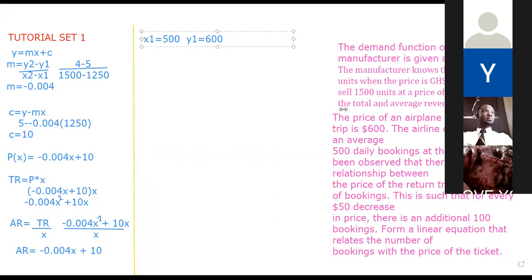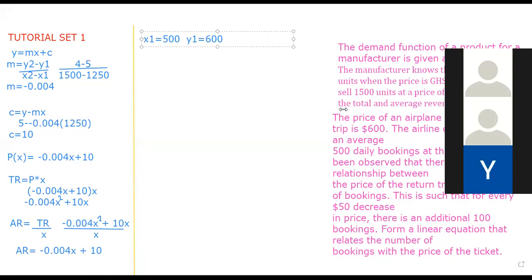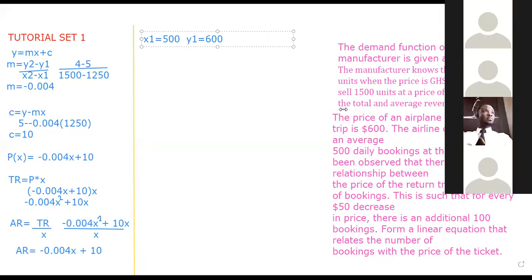So someone can decide, based on this, if price goes down to 400, what will be X? Who can tell me? If price goes down to 400, what will be X? 900. Thank you. So for every 50 decrease, there's a 100 increase in bookings.